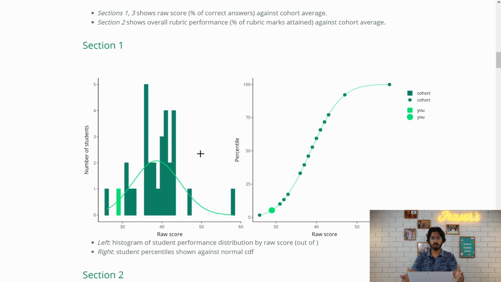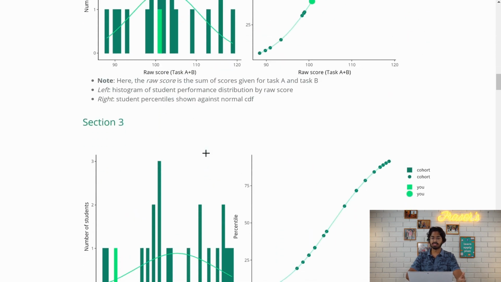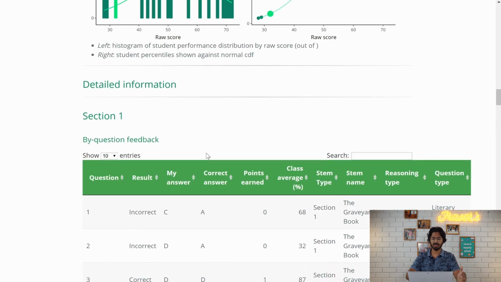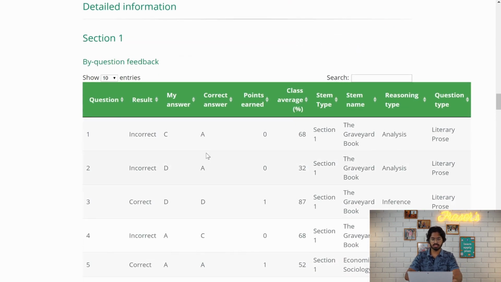Sometimes when you're doing other mock exams at home, you're wondering, am I doing good or am I doing not? Like, is 40 out of 75 a really good mark or is it a really weak mark? This is something that'll be able to tell you depending on the cohort average. Same with section 3, section 2 as well. Understand where you're positioned.